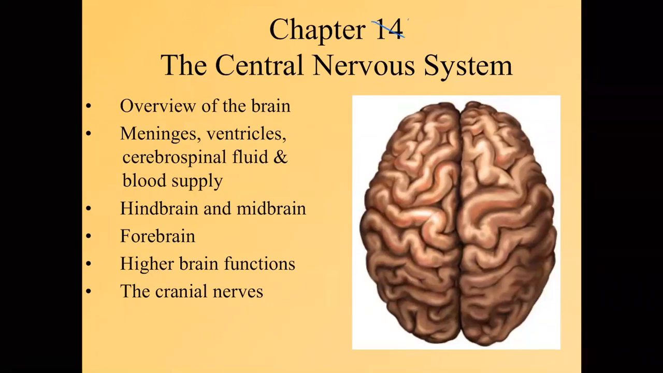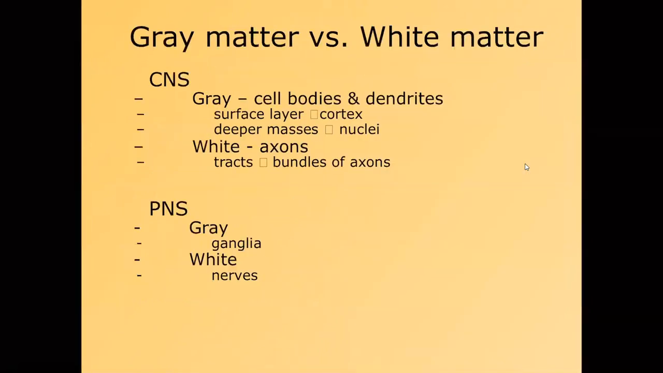This is chapter 13 in this third edition of the textbook. Sorry, I have chapter 14 on here because that must have been what it was called in one of the old editions. So we're going to go over the brain and some of the functions. There's a lot of information in this chapter, lots of anatomy, so we're going to try to narrow down the focus. So don't panic.